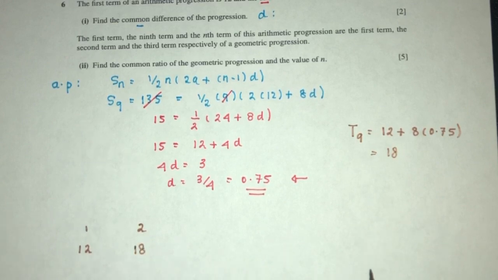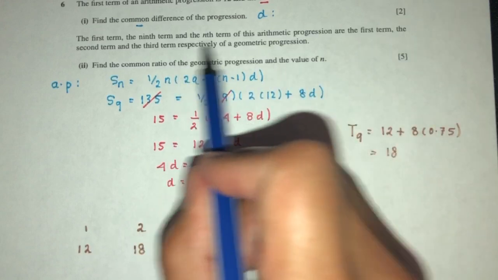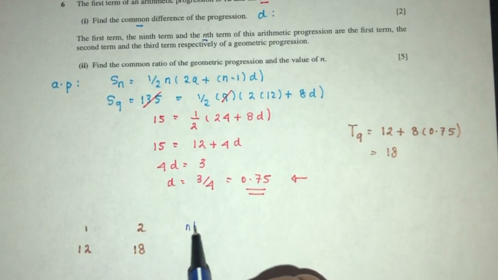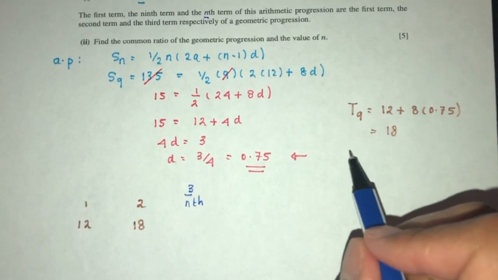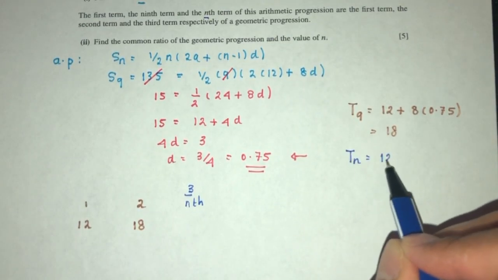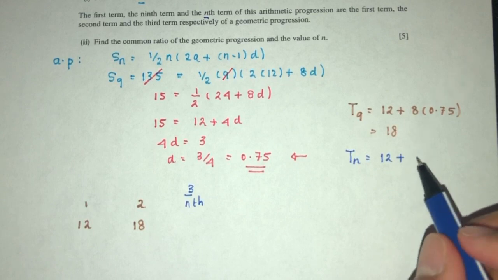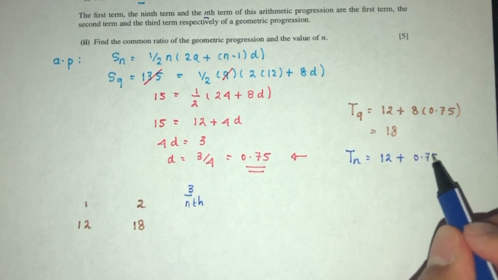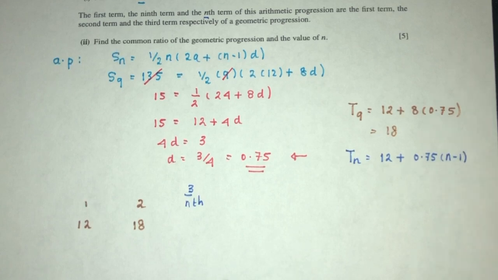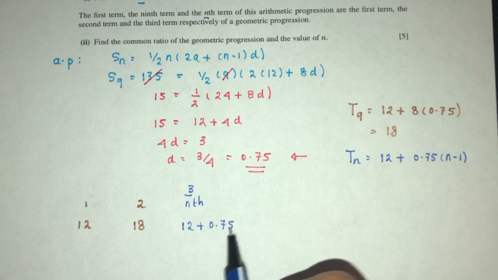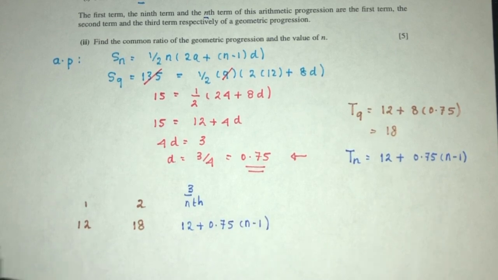And then we have the nth term. So the nth term, right? The nth term, we don't know. The nth term should be what? Should be the third term. The nth term, let's write this down. That should be 12 plus n minus 1 times d. Replace, third term should be the nth term, 12 plus 0.75 times n minus 1. This is the given information that we have from the question. Now part 1, part 2, we have to find the common ratio and find the value of n.